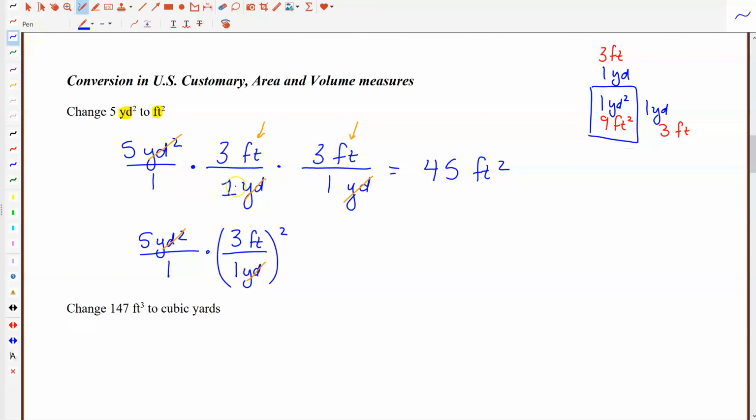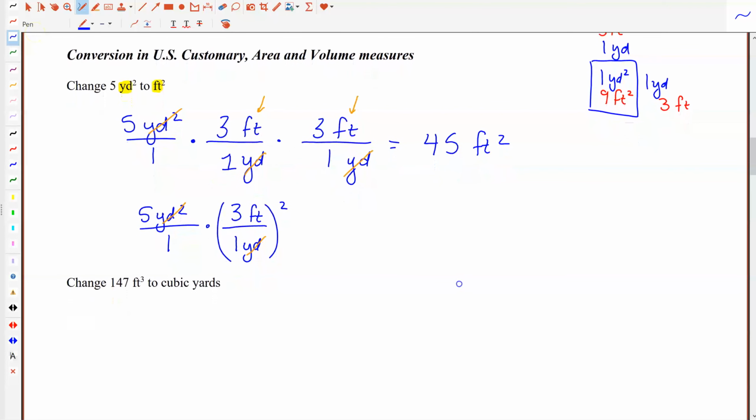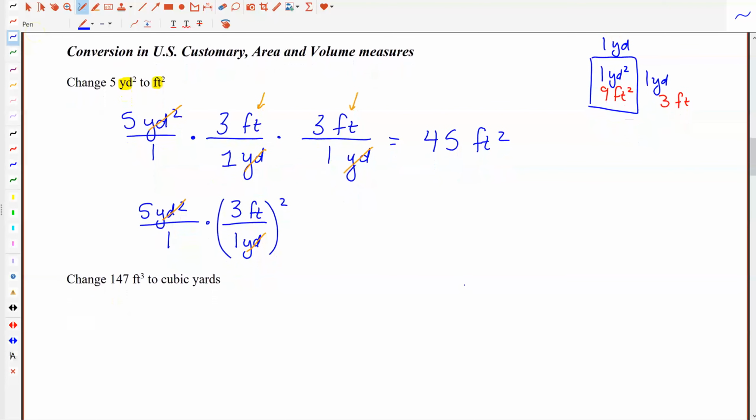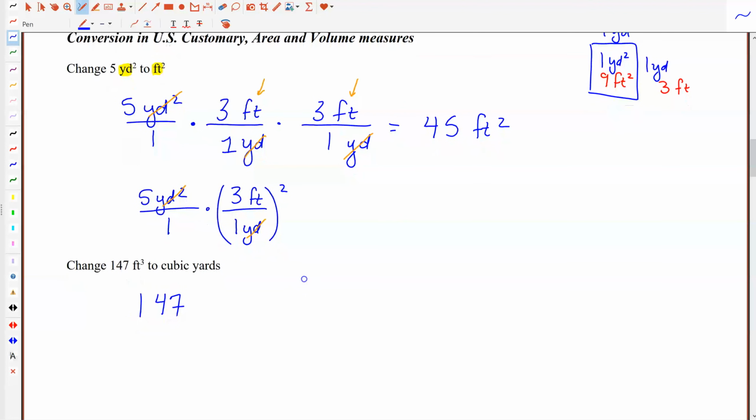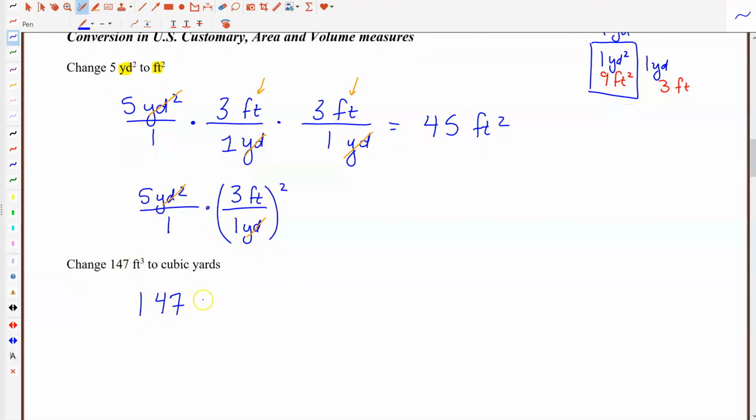I like to set it up where you can see the individual fractions, just because I think it makes it a little bit more clear about how many times you have to create this factor in order to get things to cancel. Let's try this with a volume conversion. So I have 147 cubic feet, and I want to convert this to cubic yards. So I'll put the 147 cubic feet over 1.